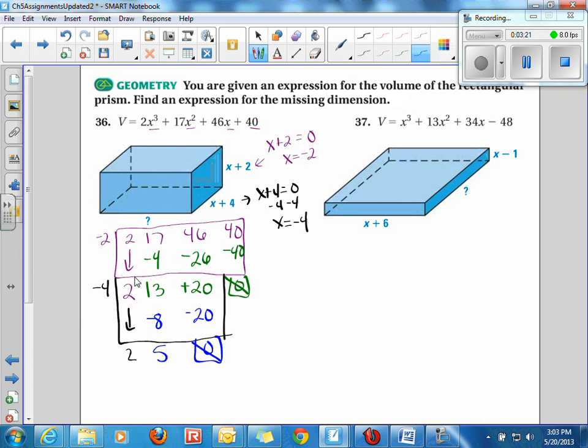So the first time you divide, it takes you to an x squared. The second time you divide, it takes you to x. So this is really 2x plus 5 because it was a positive 5. That is the other dimension as an expression here. So 2x plus 5 is my other, that would be like the length of this rectangular prism here. That would be my other dimension.